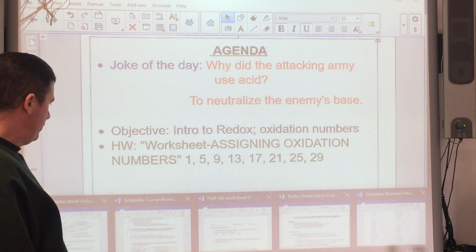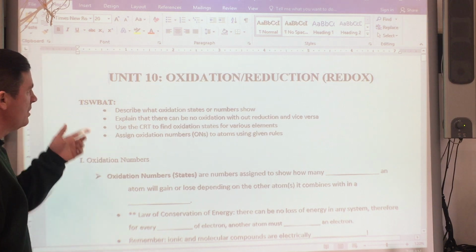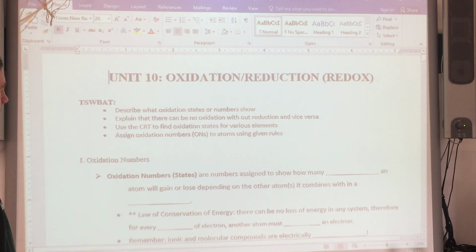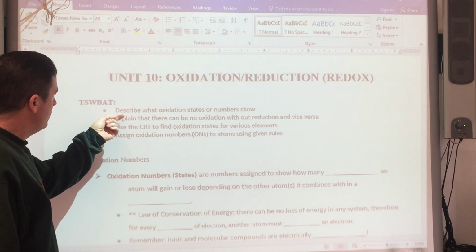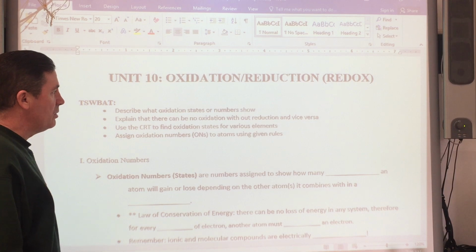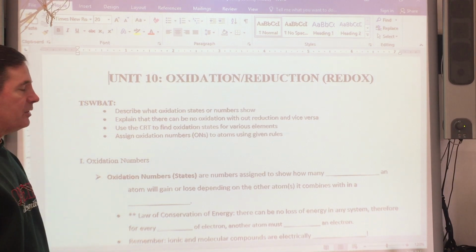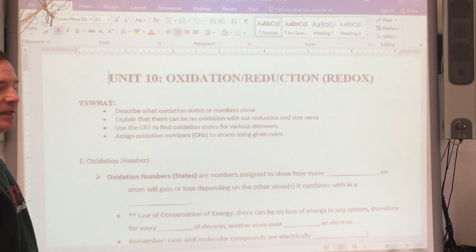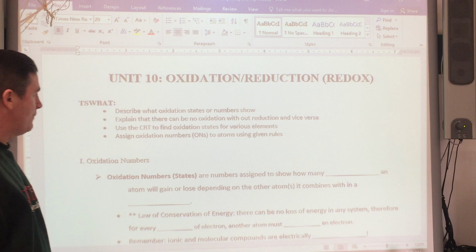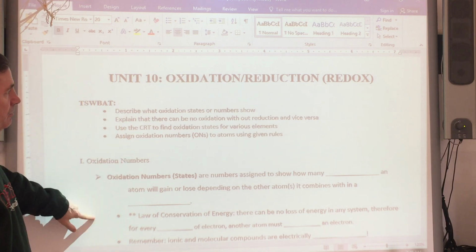You should have this note packet already. Today, the student will be able to describe what oxidation states or numbers show, explain that there can be no oxidation without reduction, vice versa, and use your CRT to find oxidation states. And finally, assign oxidation numbers.